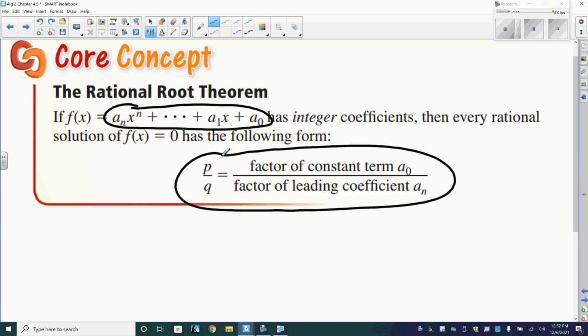And what this will give us is all of the possible rational zeros, p over q. And that'll help us to be able to solve any of the higher degree polynomial functions. So we need these rational zeros. Noted from last Friday.